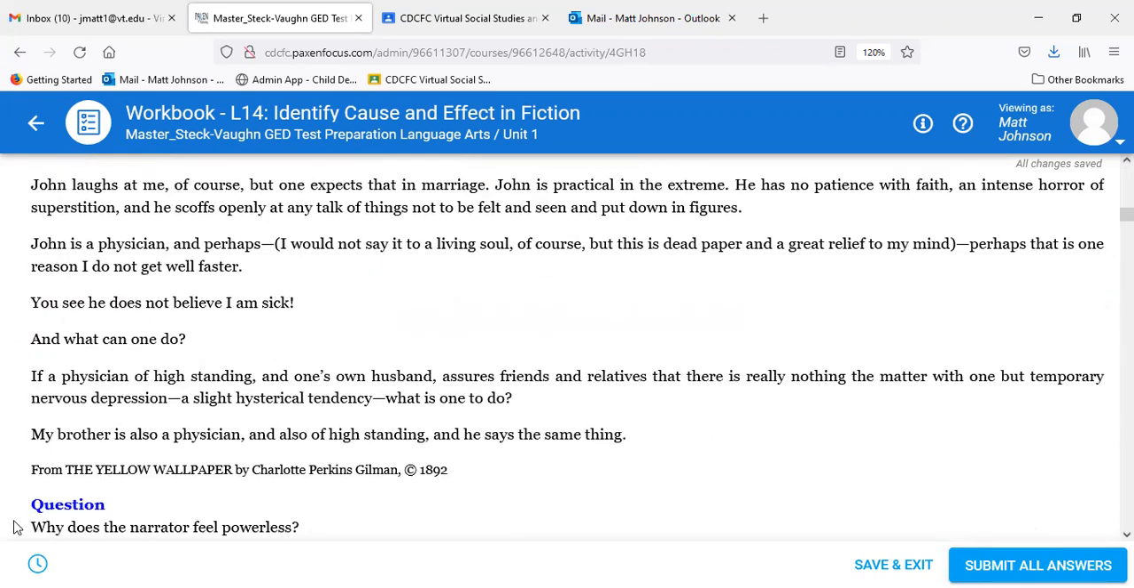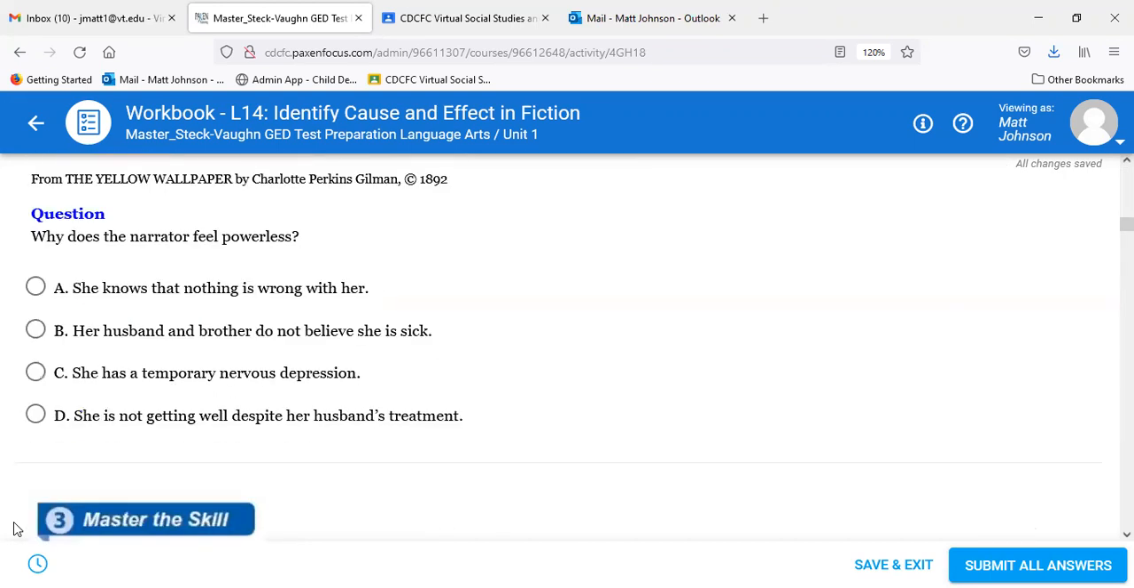Christiana, you want to read number 2? Okay. Why does the narrator feel powerless? A, she knows that nothing is wrong with her. B, her husband and brother do not believe she is sick. C, she has a temporary nervous depression. D, she is not getting well despite her husband's treatment.